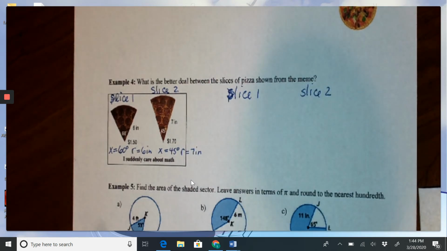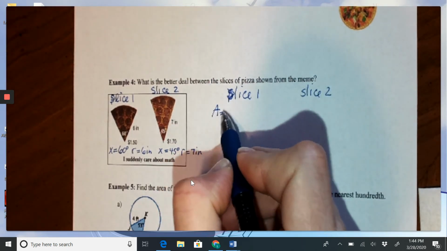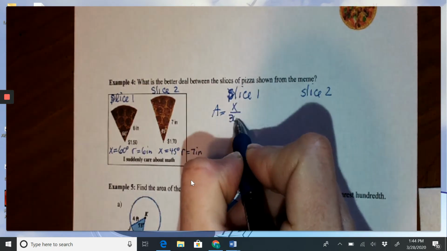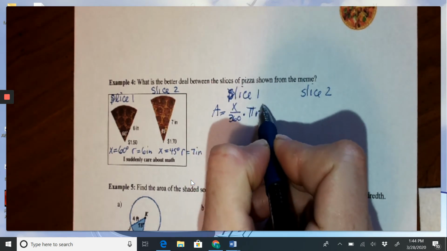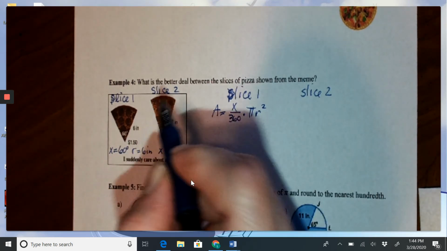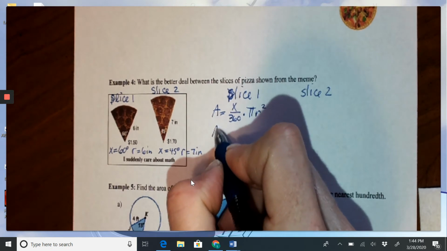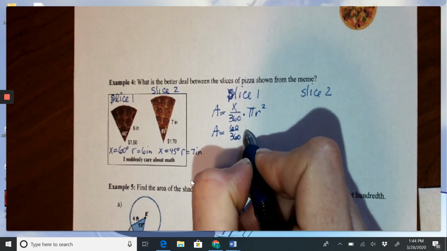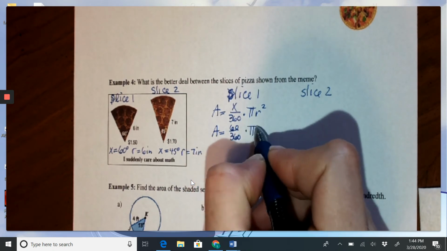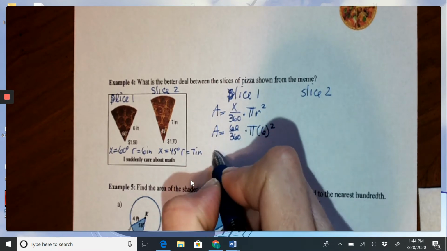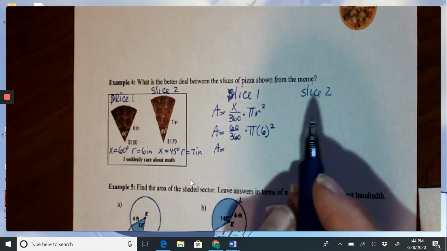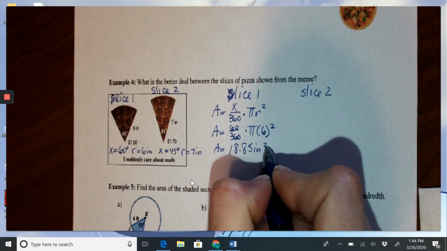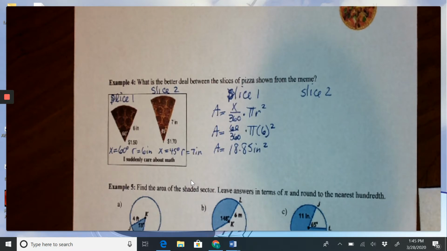First, we're going to find the area. So we're going back to that area formula, x over 360 times pi r squared. We already know what our x and our r are for slice 1. So our area is 60 over 360 times pi times 6 squared. So our area of slice 1 is 18.85 inches squared.